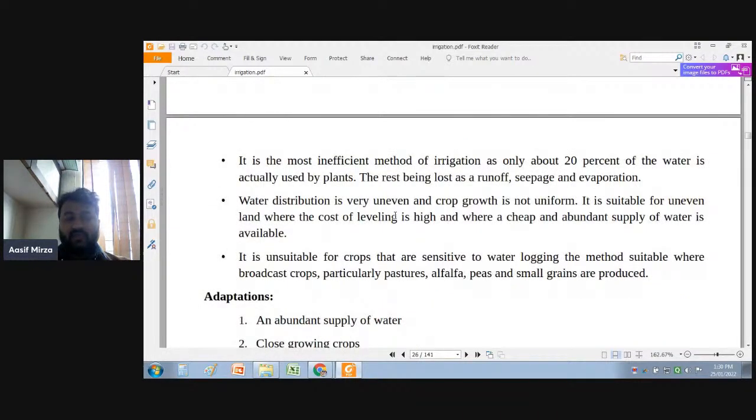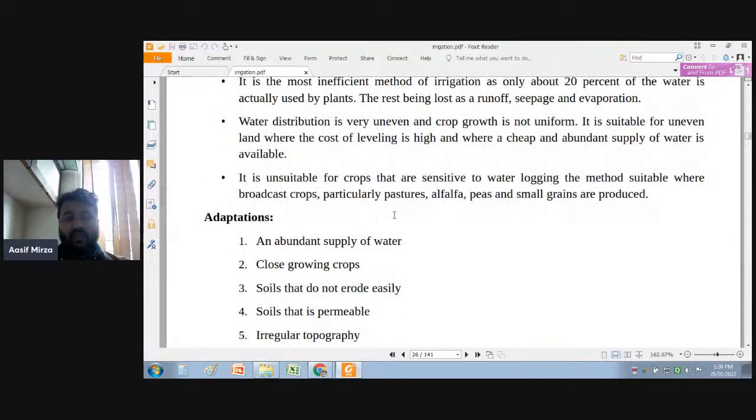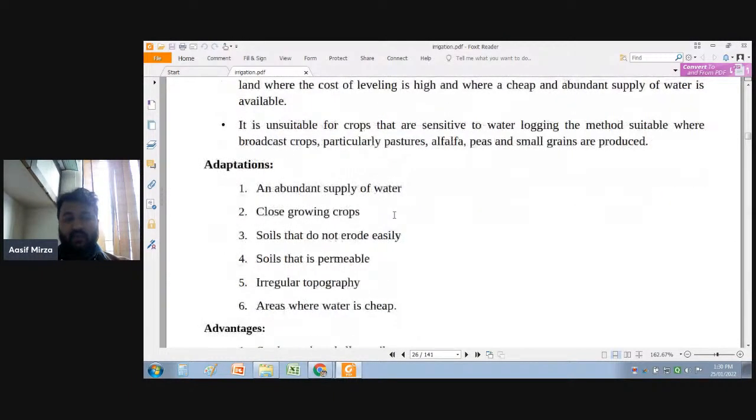Now, it is unsuitable for crops that are sensitive to waterlogging, and the method is suitable where broadcast crops, particularly pastures, alfalfa, peas, and small grains are produced. Now, what are the adaptations for this method? An abundant supply of water, close growing crops, soils that do not erode easily, soil that is permeable, irregular topography, and areas where water is cheap.